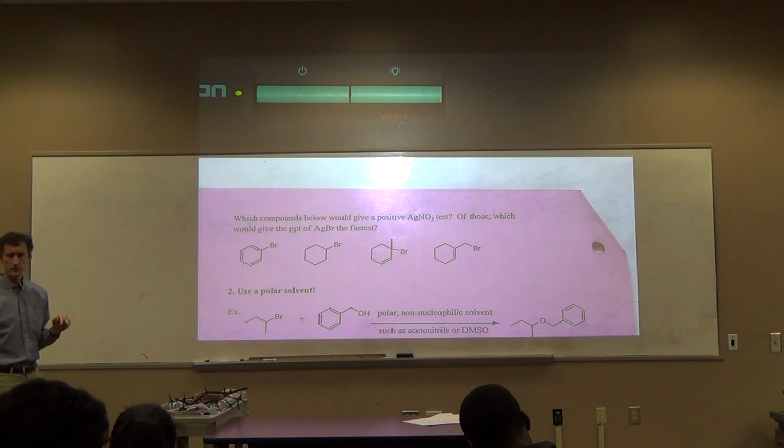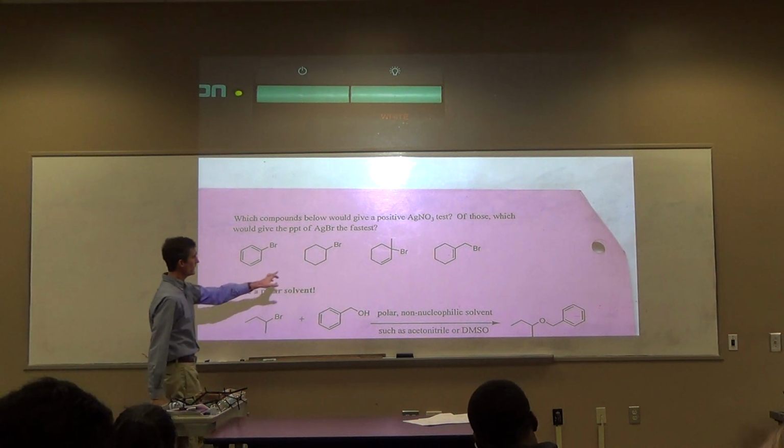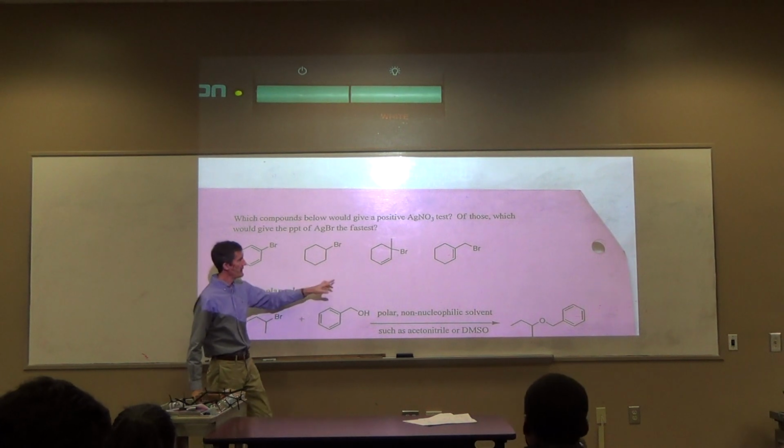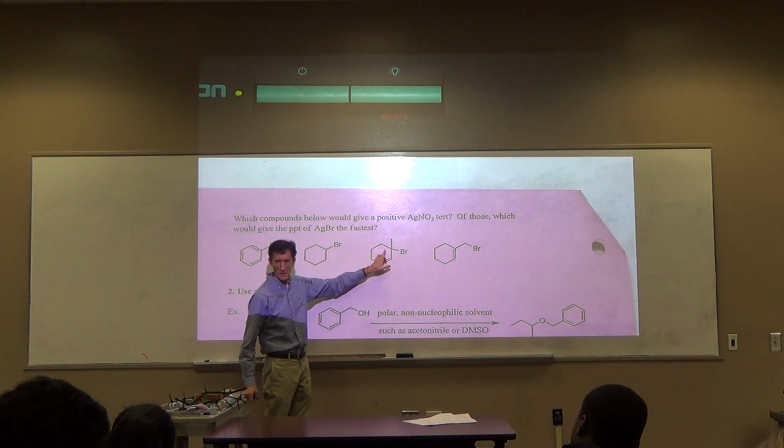The next 3 will. Can the next 3 all ionize? Can the bromine leave and give a carbocation? Yes. If this left, it would give what type of carbocation? Secondary. Can you make a secondary cation? Yeah. How about this one? Tertiary. Not only would it be tertiary, it would also have resonance, okay?